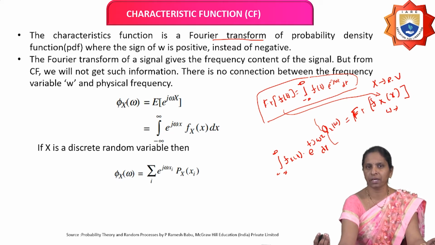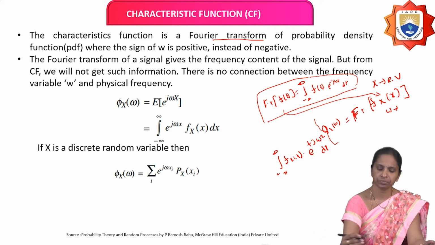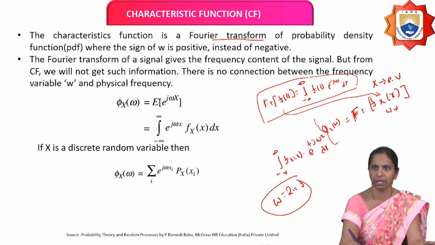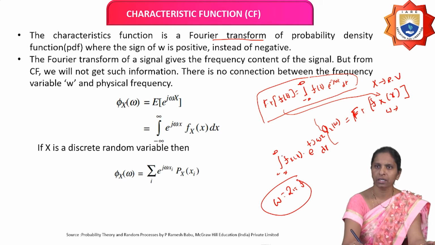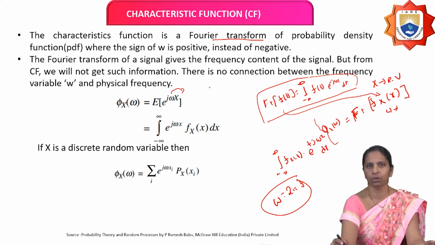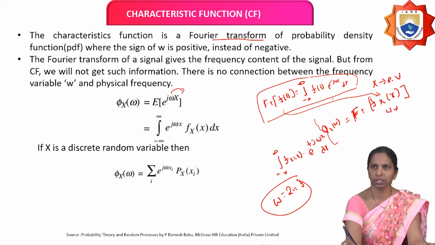This characteristic function is used to calculate the moments of a random variable. Now, in the Fourier transform, what does omega represent? Here omega represents the angular frequency, nothing but a frequency component. But in the characteristic function, this omega is not representing the frequency component. In the Fourier transform, you have the minus omega, and in the characteristic function, the sign is reversed, nothing but the positive sign of omega.